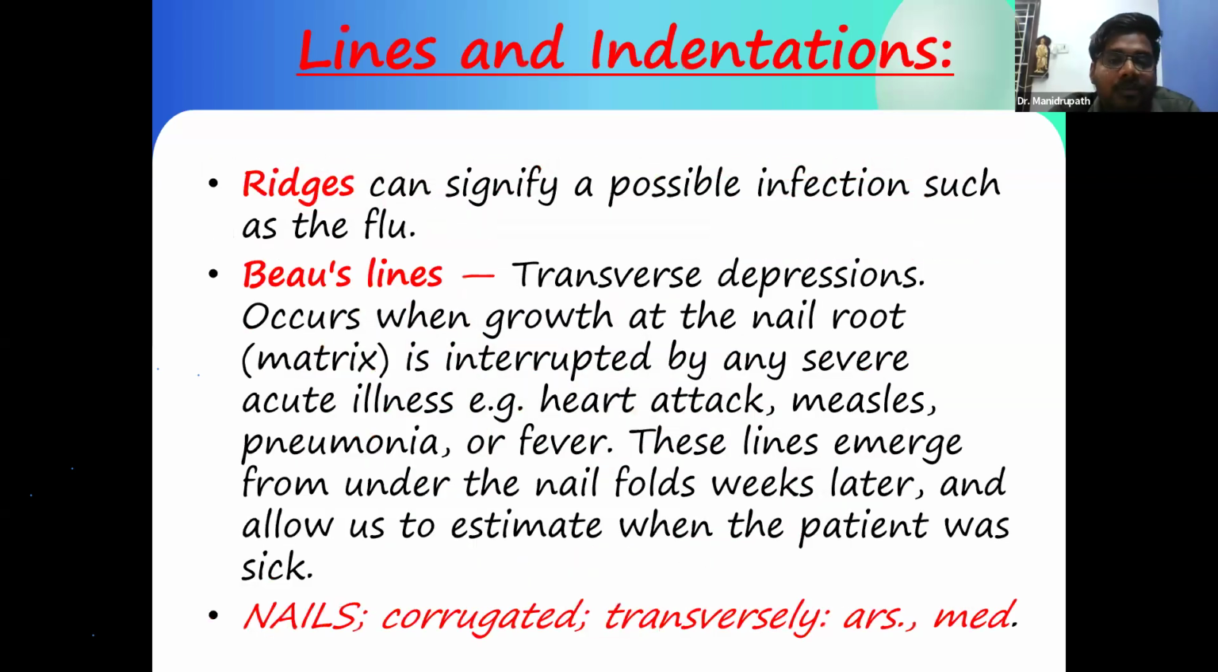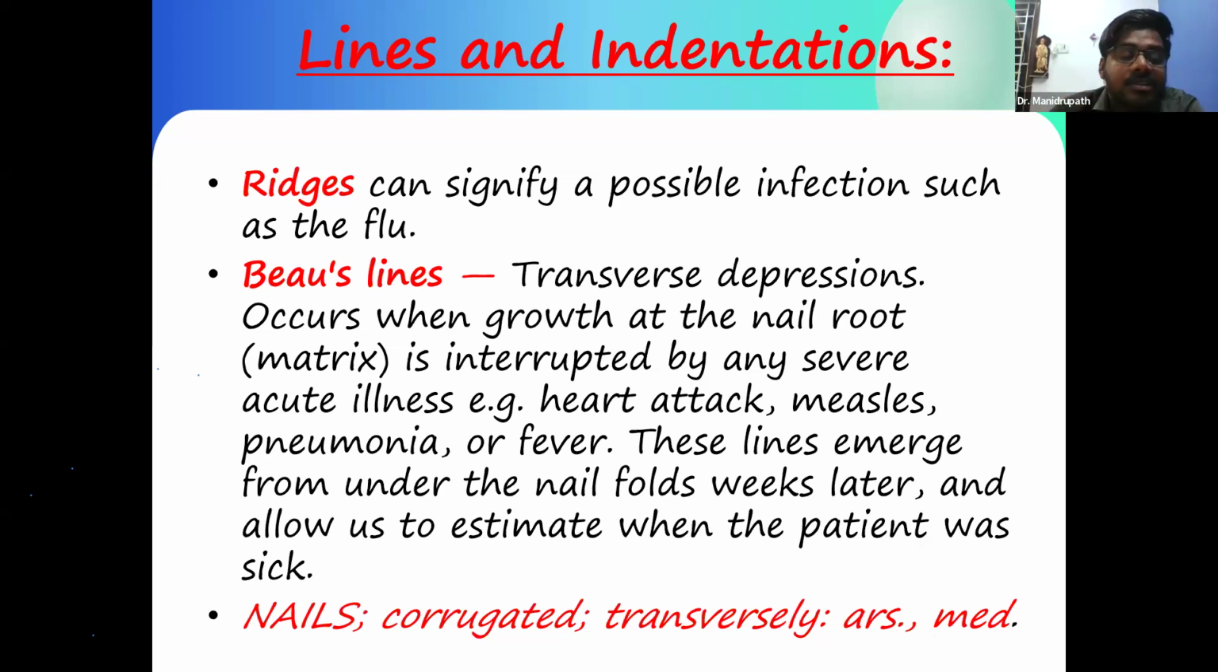Now coming to the interesting pattern of understanding the remedy patterns here. Lines and indications. Ridges can signify possible infections such as flu. Beau's lines: transverse depressions you can see occur when the growth at the nail root matrix is interrupted by any severe acute illness. When you see transverse lines on the nails, you can understand the pathology they are suffering from is heart attack, measles, pneumonia, or fever. These lines emerge from under the nail folds weeks later and allow us to estimate when the patient was sick.